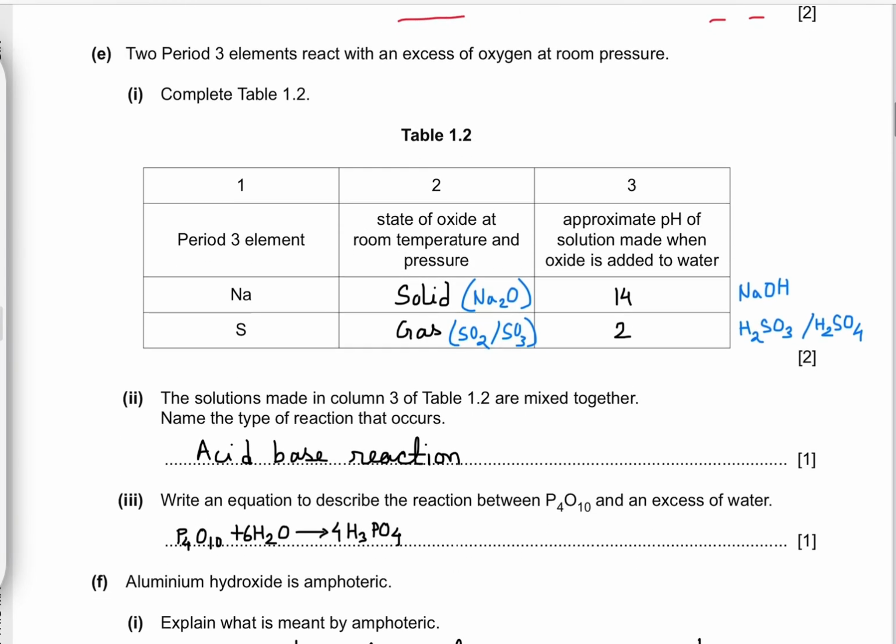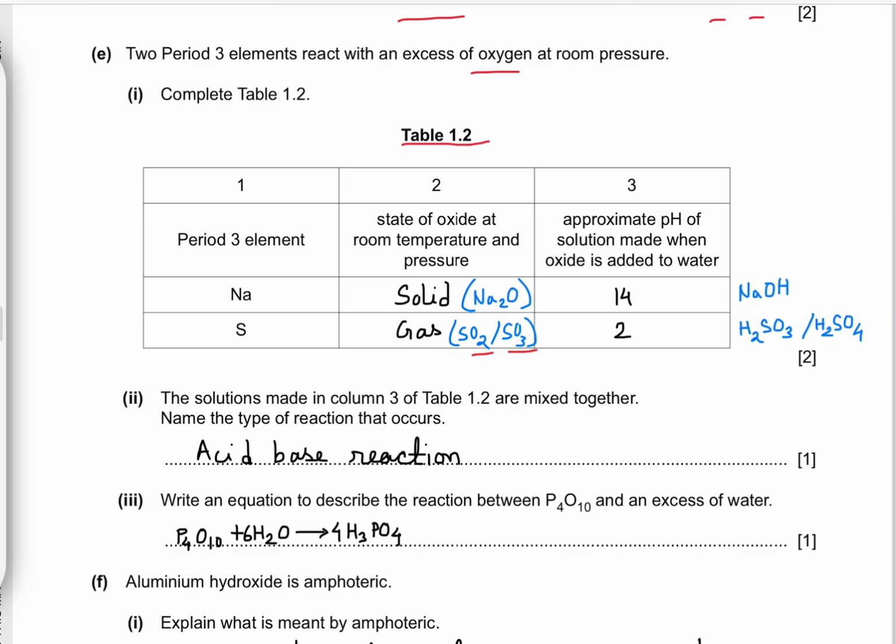E. Two period 3 elements react with an excess of oxygen at room pressure. 1. Complete table 1.2. Period 3 elements sodium and sulfur are given. State of oxide at room temperature and pressure. For sodium, the oxide is Na2O, and at room temperature it is solid. For sulfur, which is a non-metal, the oxides are sulfur dioxide or trioxide, and they exist as gas.